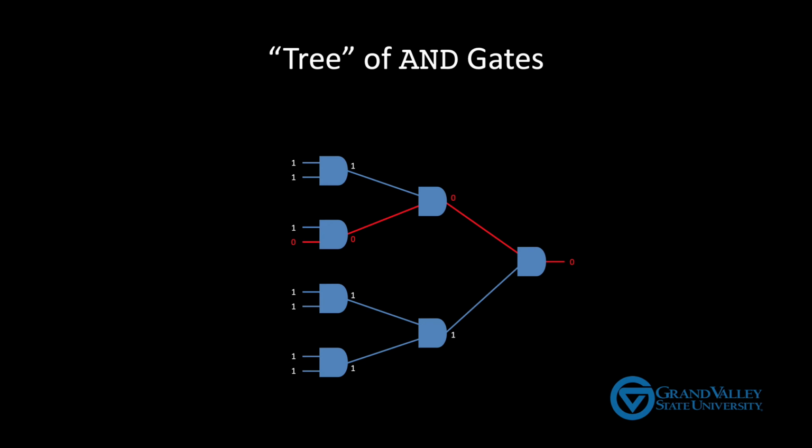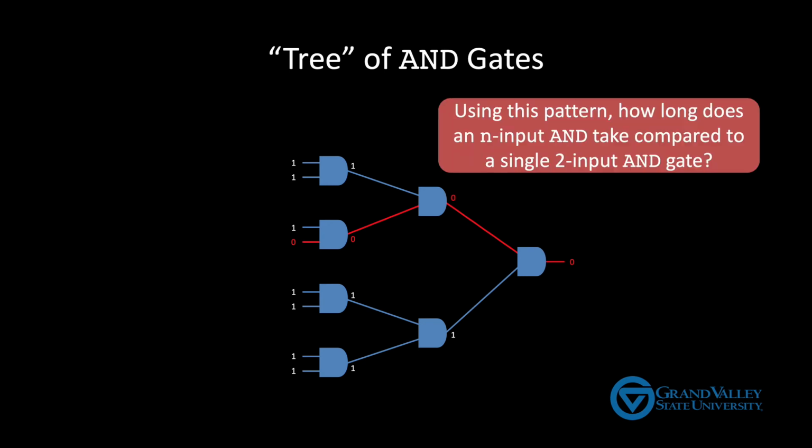So then, using this pattern, how does the propagation delay of an n-input AND gate compare to that of a 2-input AND gate? The key observation, of course, is that the time depends on the height of the tree. So let's look at the pattern.